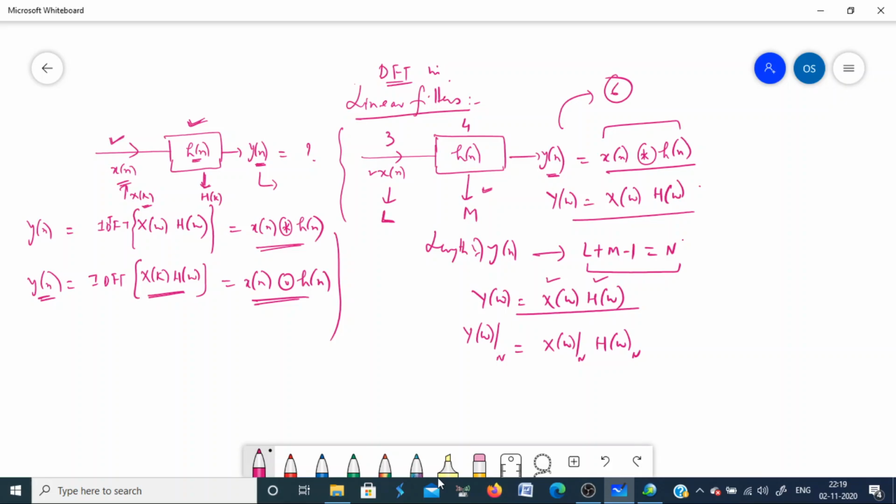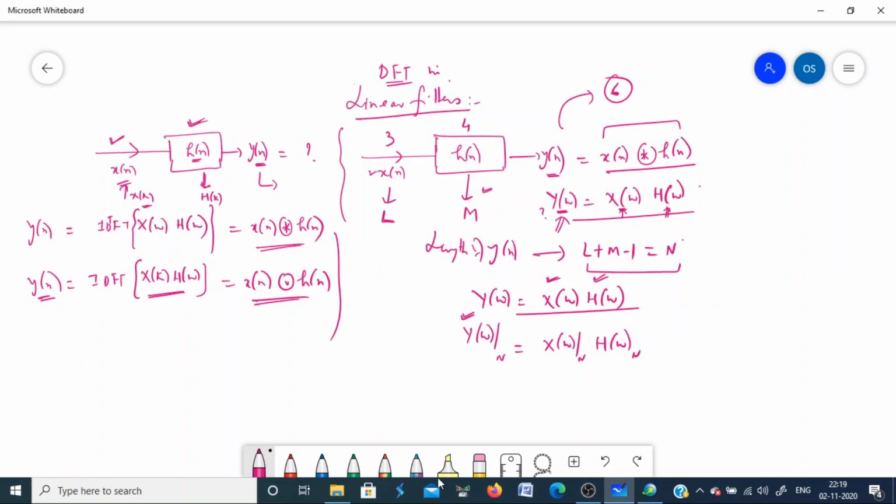Okay, it means to represent in the DFT domain, the number of samples must be greater than or equal to the length of the signal. So for Y I must take a minimum of 6 samples. For X I can take 3 samples, for H I can take 4 samples. But in this product, if I take the 6 samples of Y omega, that will be the same as if I take the 6 samples of X omega multiplied with the 6 samples of H omega.